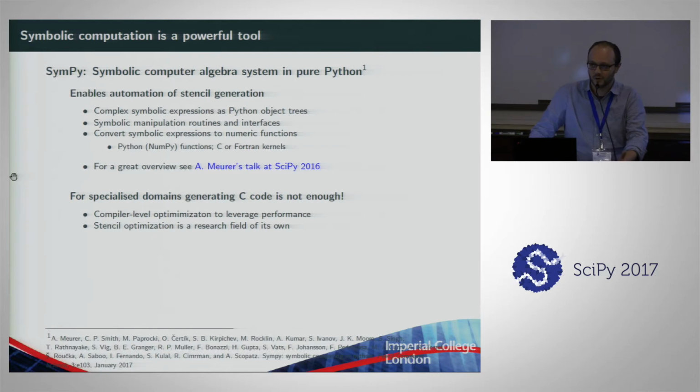And there was a wonderful tutorial on Monday where they even showed that they can do code generation and generate low-level, fast C and Fortran code. So that's really great. But for these extreme high-performance cases that I'm talking about, that's not quite good enough, because these are really specialized domains. Stencil computation itself is an active research field in the computer science and compiler community, and there are many more tricks that you can do than just writing C code for it.